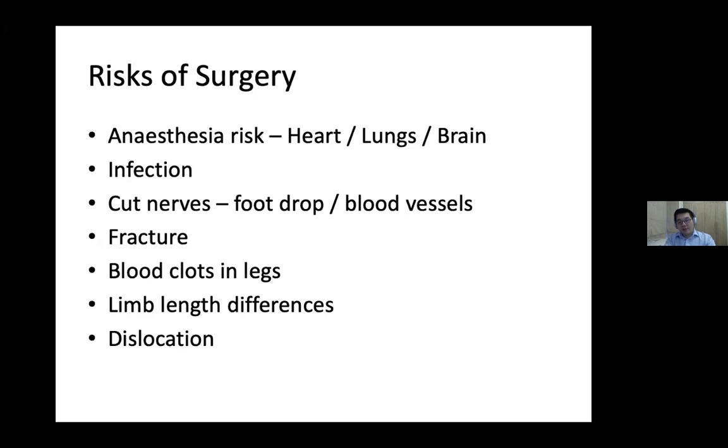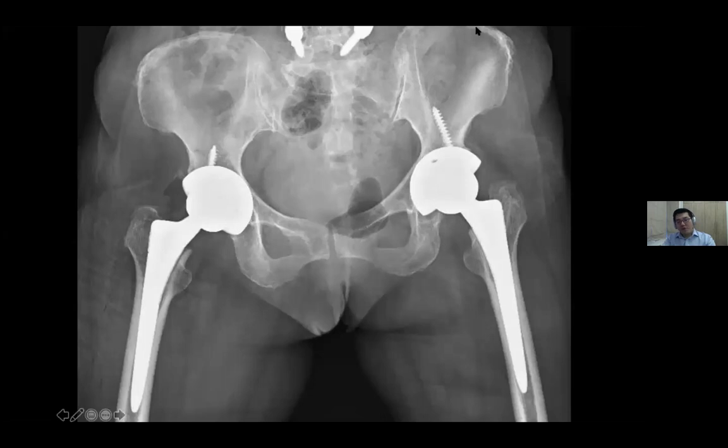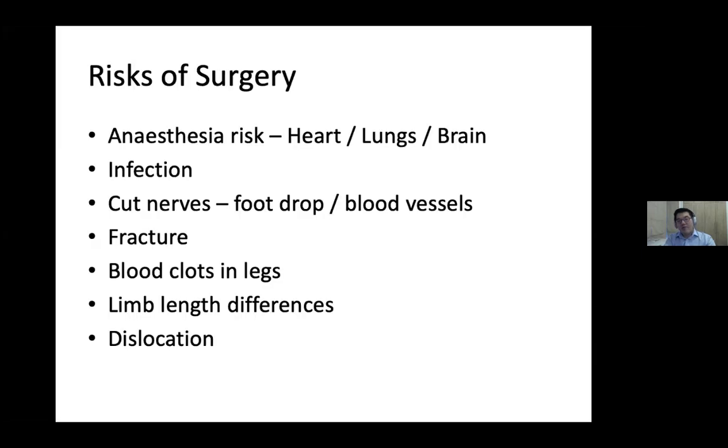Now, limb length discrepancies or limb length differences occur because when we implant this stem, we can put it a bit deeper or a bit shallower, and that can cause a slight difference in length between one leg and the other. Normally, statistically, there's a difference of up to roughly 1 cm for up to 20% of individuals after surgery itself. Normally, 1 cm is quite well tolerated.